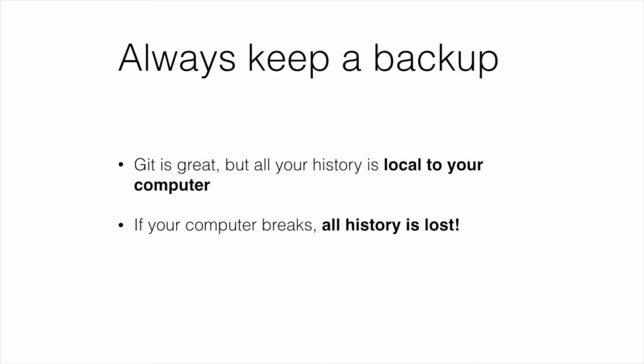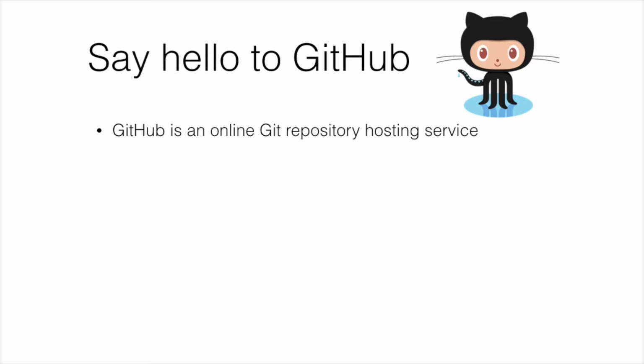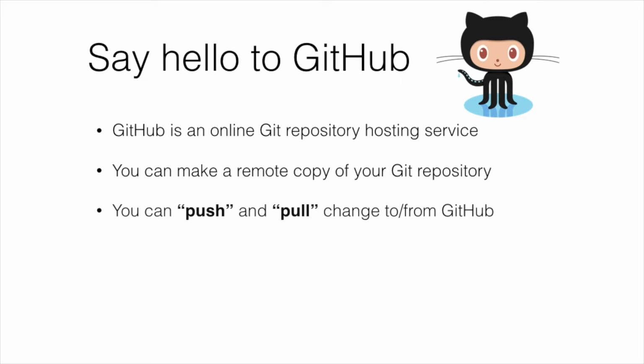So this is to say that you actually want to make a copy somewhere. You want a backup, right? Well, that's where GitHub comes into play. So say hello to GitHub. GitHub is basically an online Git repository hosting service. What you can do is make a copy of your Git repository, which again is just a fancy way of saying a project or folder managed under Git, and keep it on this service called GitHub. It's kind of like a Dropbox, but much fancier because it understands this is Git and gives you a lot more features on top.